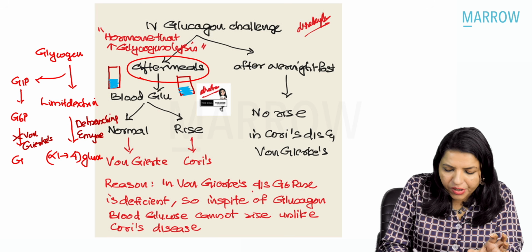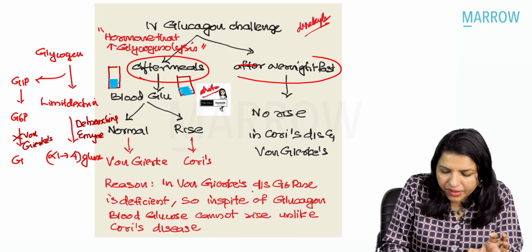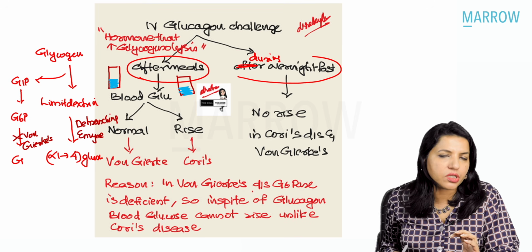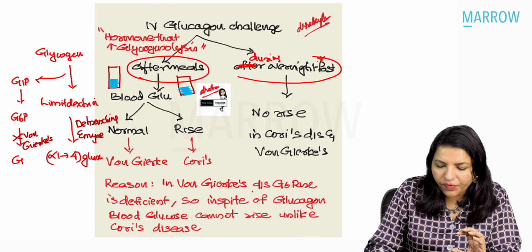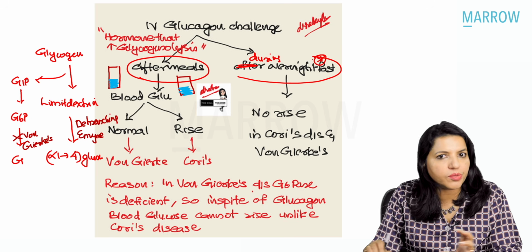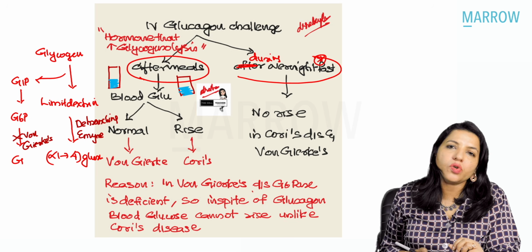One is after meals and the other is during an overnight fast. These are the two situations where we are giving IV glucagon. But during the overnight fast, we can't diagnose anything, so I'm not discussing that. Now we'll come to after meals.